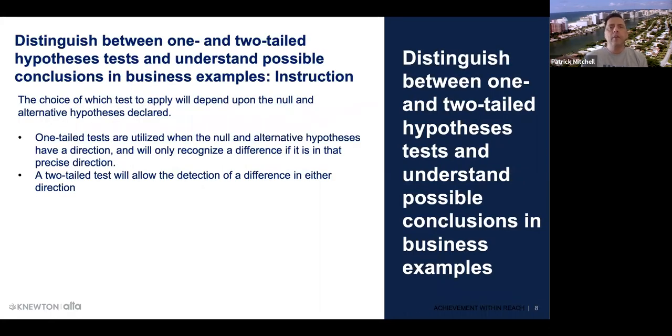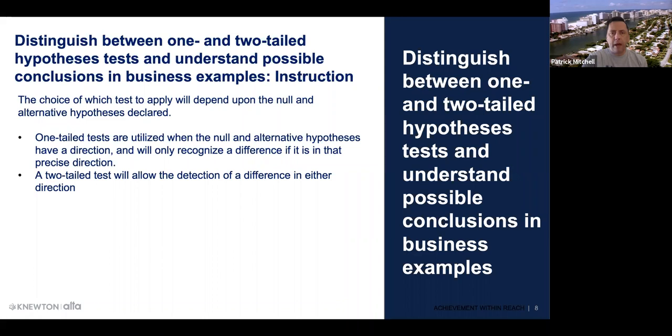All right, so next we come to one- and two-tailed hypothesis tests. The choice of which test to apply will depend upon the null and alternative hypotheses declared. One-tailed tests are used when the null and alternative hypotheses have a direction and will only recognize a difference if it is in that precise direction. So again, coming back to the three different sets of hypotheses you could have, a one-tailed test will happen when your alternative hypothesis contains a less than or a greater than.